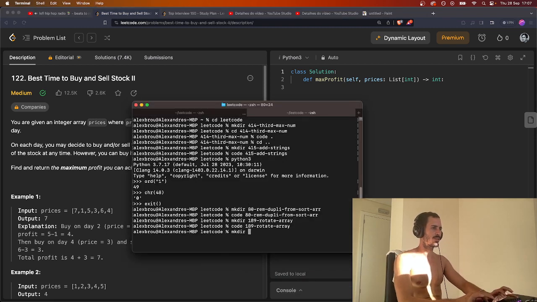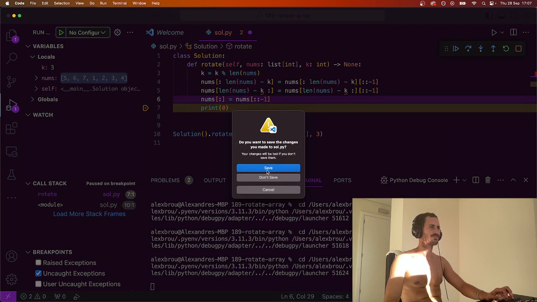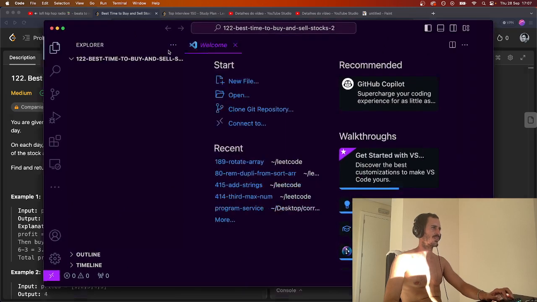Yeah, seems like a useful thing to solve. Best time to buy, sell stocks too. If only we could look into the future like we're going to look on this code, on this problem.